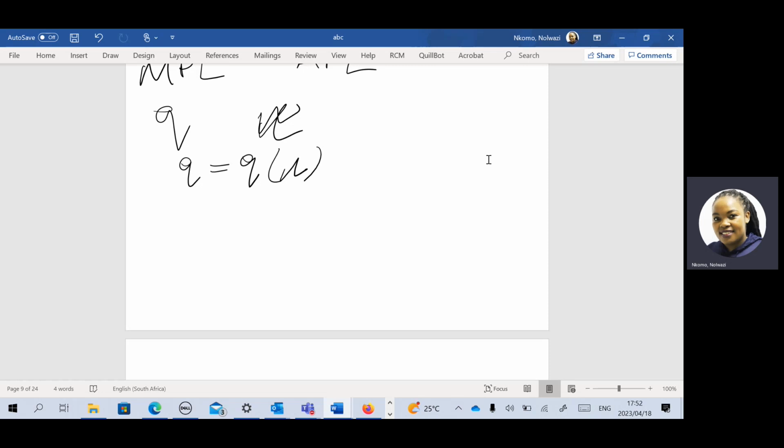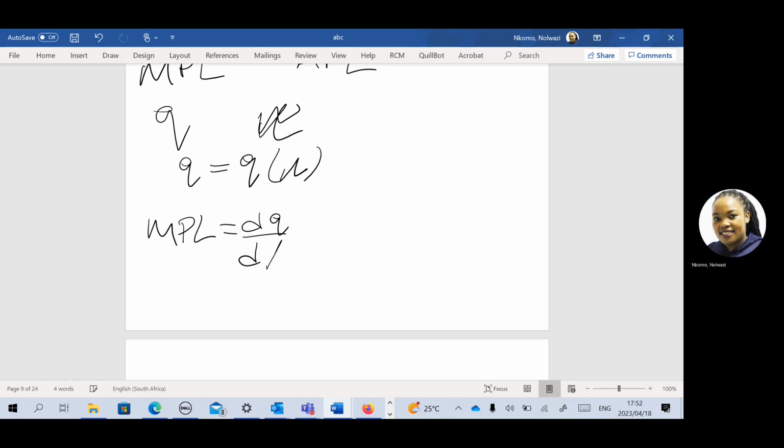And now I'm saying the marginal production of labor, which means MPL. We'll find the marginal production of labor by differentiating the labor function, meaning we'll have dQ/dL. We're differentiating the production function, which is Q, with respect to L, right?